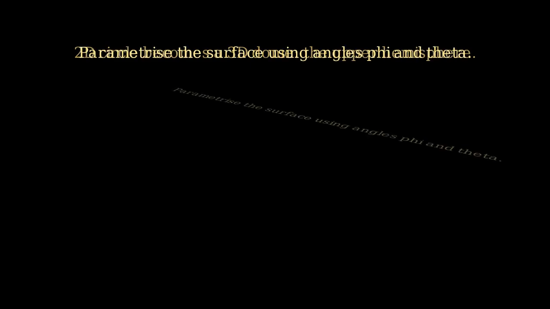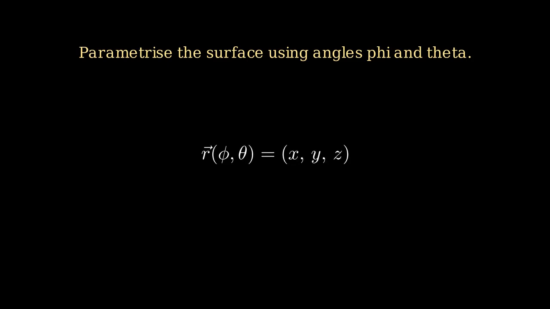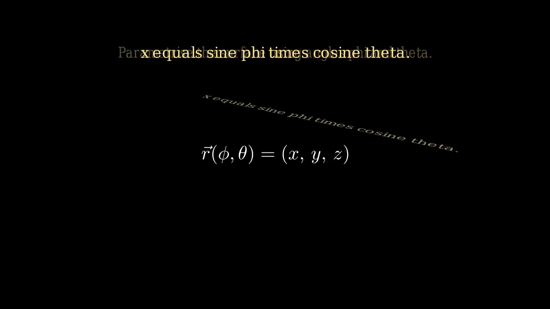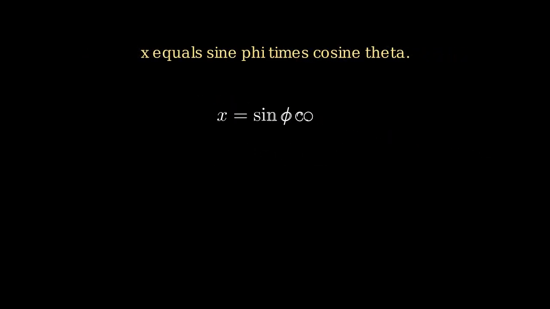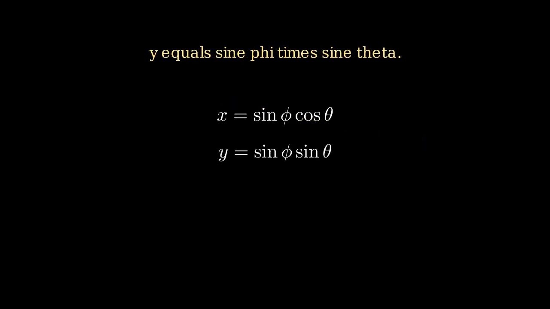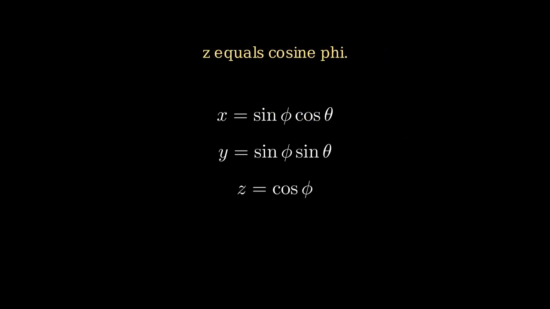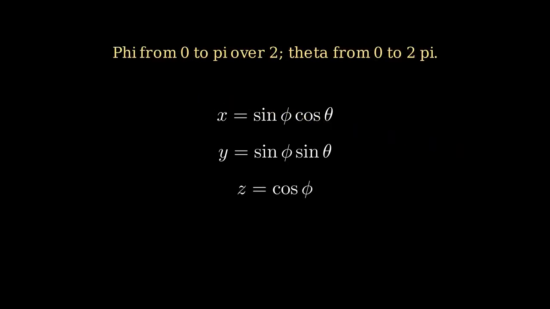To integrate over this curved surface, we first parameterize it using 2 variables, phi and theta, just like spherical coordinates. The x-coordinate is given by x equals sin of phi times cosine of theta. The y-coordinate is given by y equals sine of phi times sine of theta. The z-coordinate is given by z equals cosine of phi. Here phi ranges from 0 to pi divided by 2, since we only want the upper half of the sphere, and theta ranges from 0 to 2 pi going all the way around.